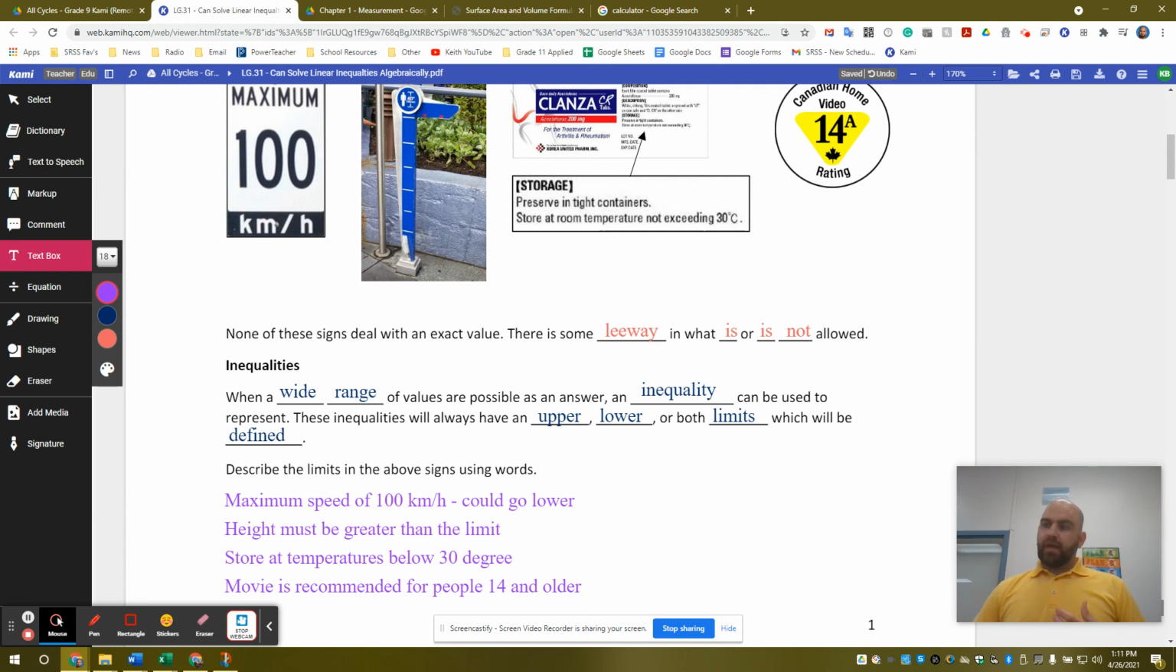When it comes to inequalities, we need to recognize that it represents a large range. At 35, I'm allowed to watch a video that's rated 14 because I'm older than 14. I can drive 95 kilometers an hour because it is less than 100. I can go on this ride because I am greater than this height. I can store this in my house when it's equal to 21 degrees, because it's less than 30 degrees. That is an inequality. That's what an inequality represents.